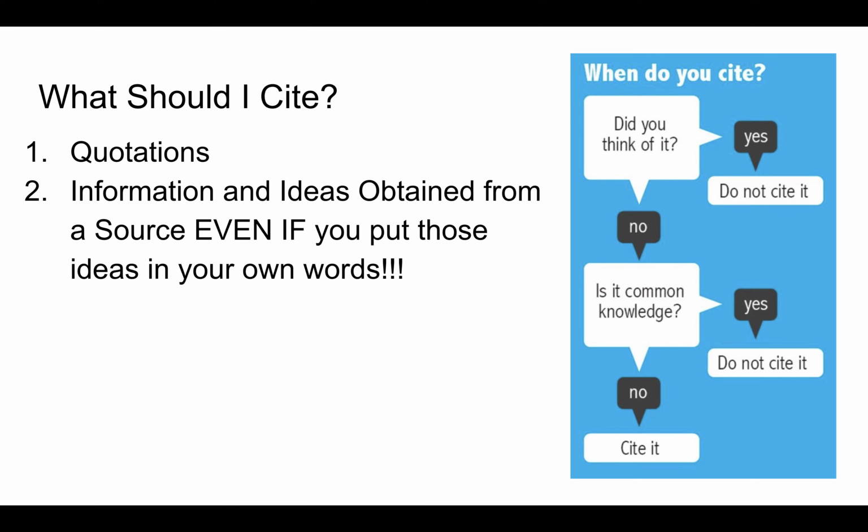So we know that we should cite quotations, but oftentimes students don't know that any information or ideas that came from a source should be cited, even if you put those ideas in your own words. Even if, as well, you learned it once upon a time. So maybe there was a class in high school where you learned a piece of information. If you didn't think of it originally, you still need to cite it unless it would qualify as common knowledge, something that just everybody knows sort of just through observation or cultural knowledge types of things.